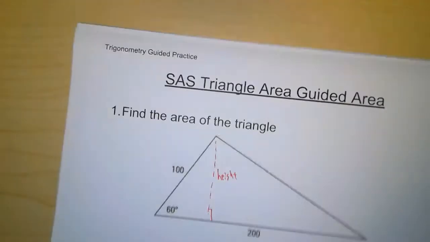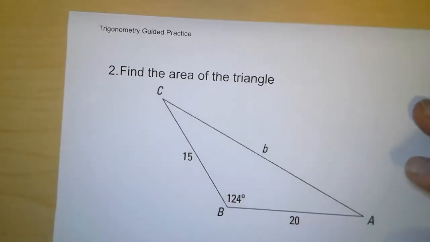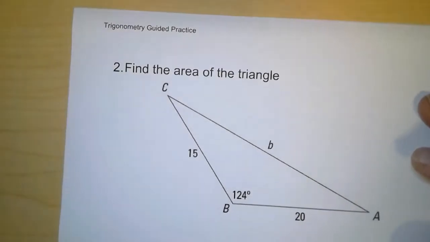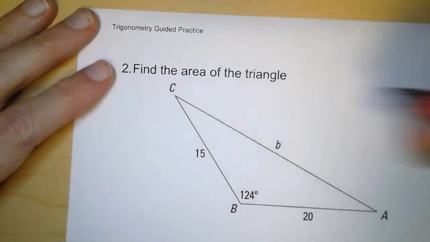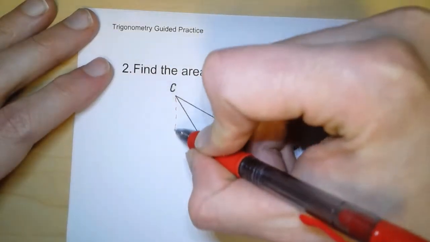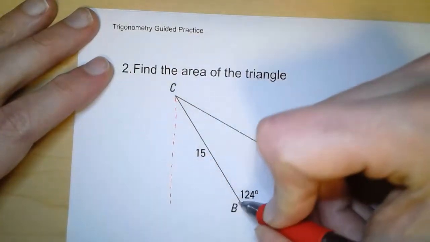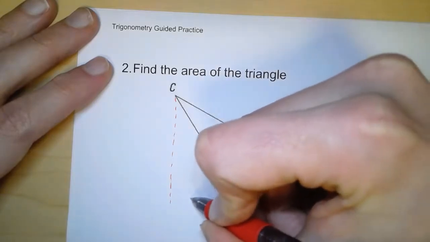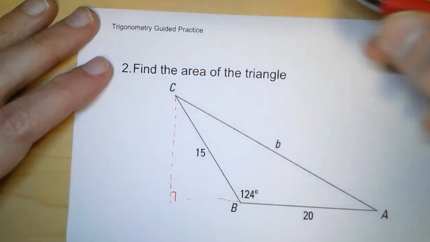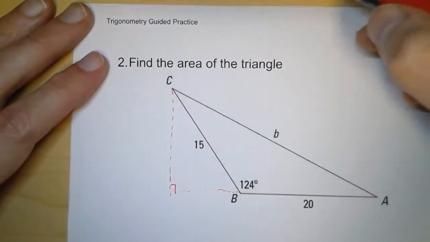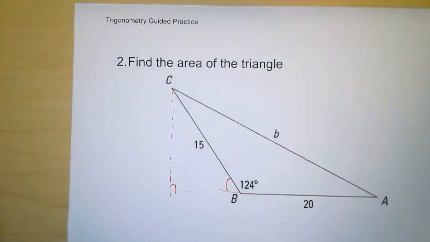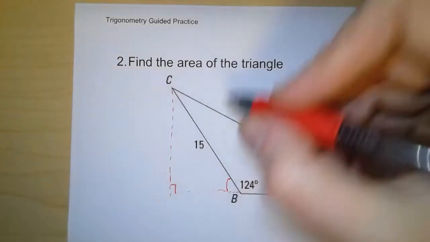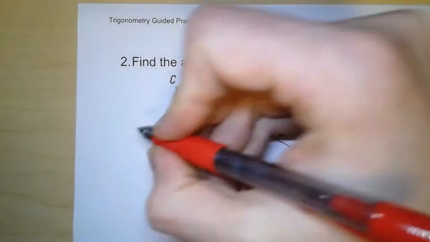Now for the next one, we're doing the same thing except that it's obtuse. And a lot of people think, well, we can't do this. Well, actually you can, because you can always draw down the height like this, and I can extend the base like this so that it meets at a right angle. And so if this is 124, then this angle right here is the supplement of 124, which is 56 degrees. And so there's our height.